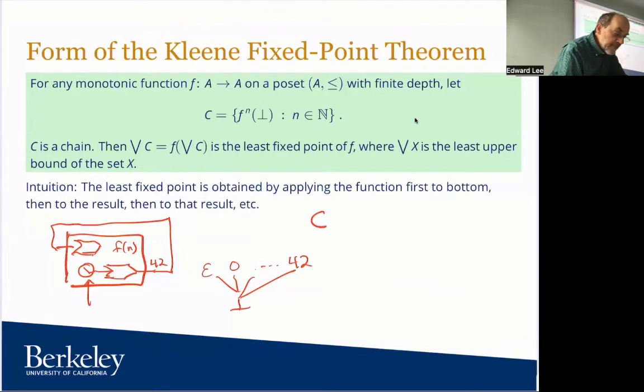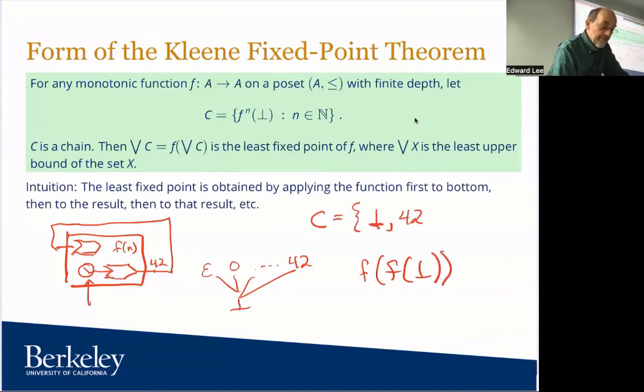So the chain C consists of what? Well, n is the natural numbers, so f to the 0 of bottom is just going to be bottom. f to the 1 of bottom is 42. f squared of bottom is just f applied to f of bottom. If f of bottom is 42 and f of 42 is 42, then all subsequent elements of this chain are 42, but this is a set. So the 42 actually only appears once. In a set, elements don't repeat. So the chain C has exactly 2 elements in it, bottom and 42.